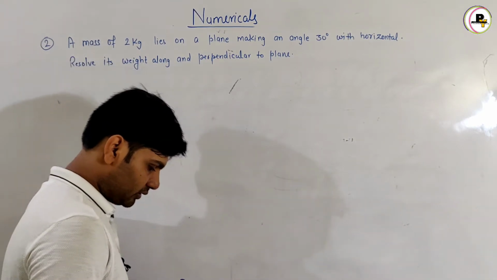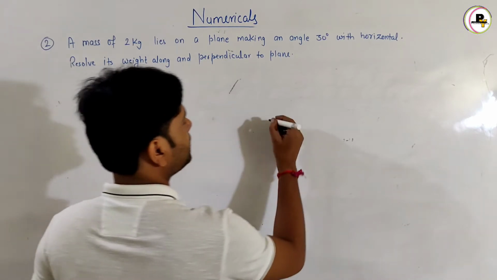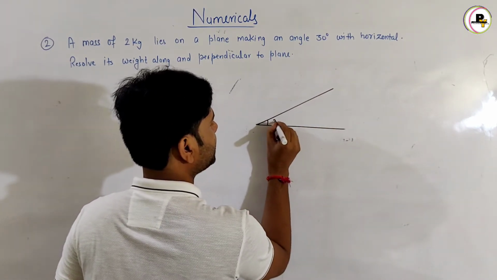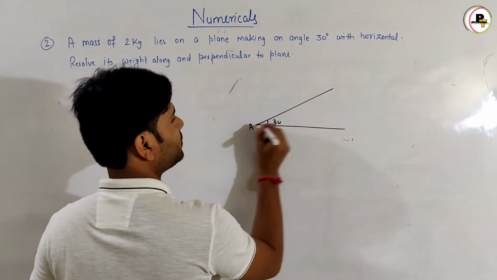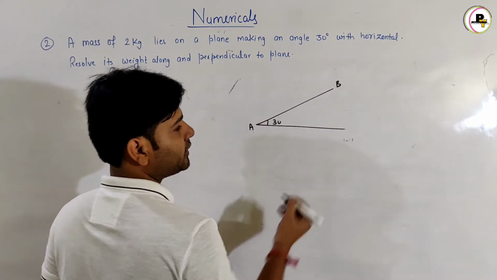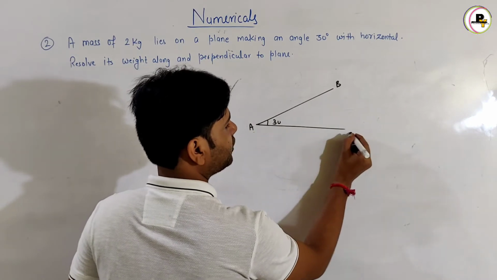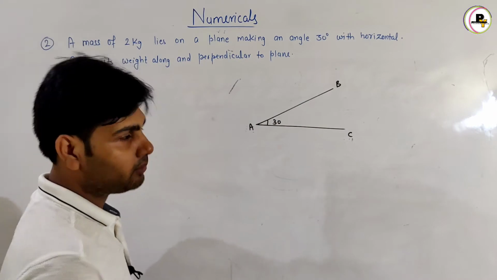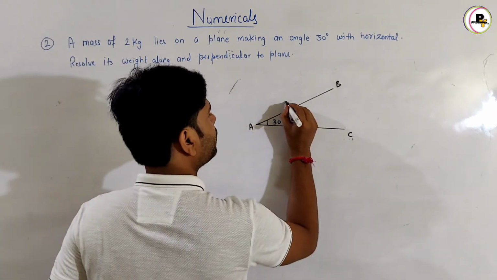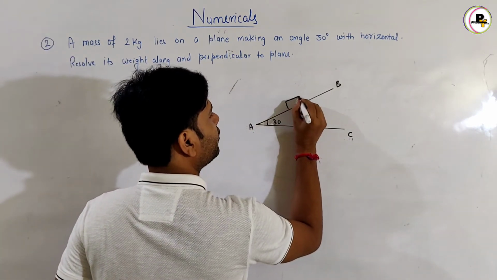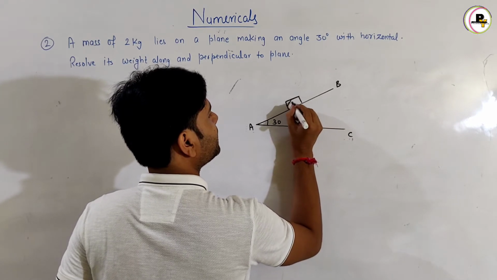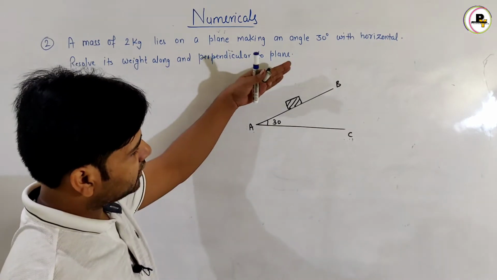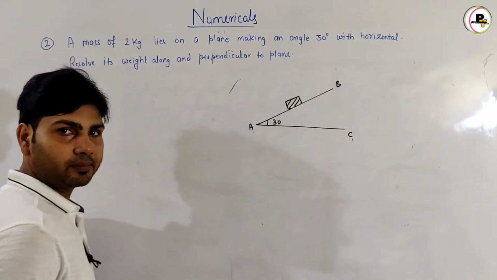So first of all, I will make the diagram. Suppose this is a plane which is making an angle of 30 degree with the horizontal plane. Let's suppose this is plane AB and it is making an angle of 30 degree with the plane AC, that is the horizontal plane. Suppose a block of mass small m is placed on the plane AB.